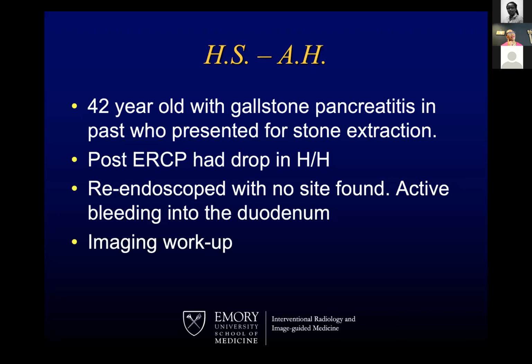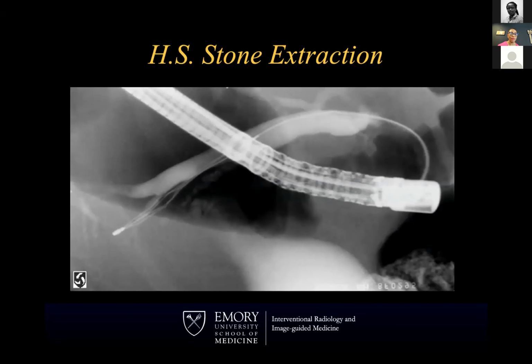So you're thinking, okay, gallstone pancreatitis. Amylase and lipase would be perfect. So now you expected that, but why the drop in the hemoglobin or hematocrit? Now this patient had endoscopy again, and they're like, we don't really see anything, no ulcers or anything, but we see this active bleeding into the duodenum. And so the imaging workup.